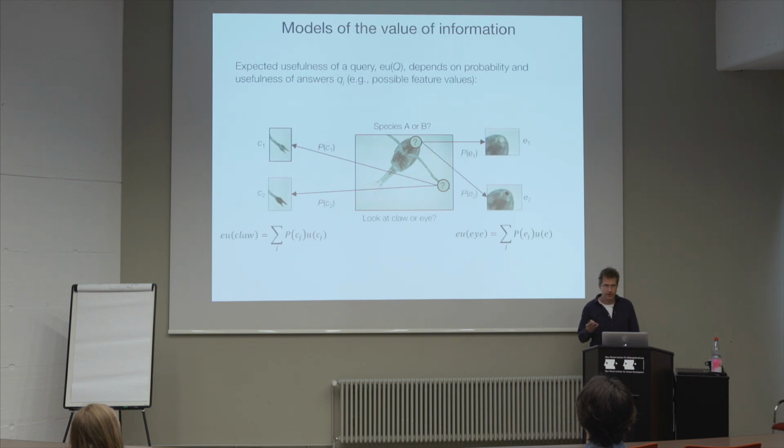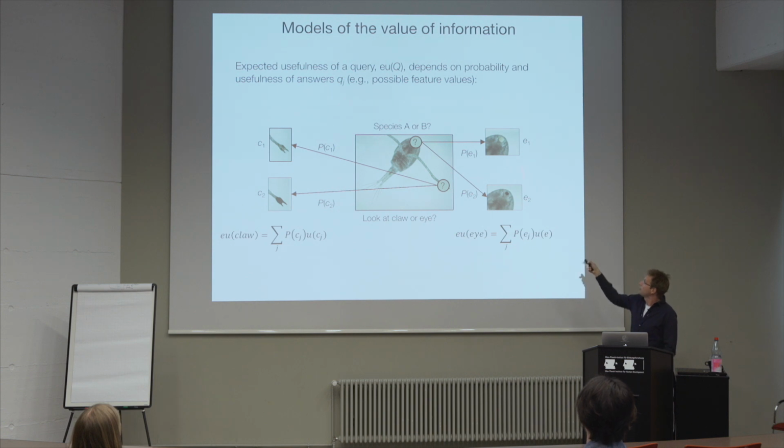The general framework I would like to introduce is based on the core idea that what you have to do is consider the possible outcomes of a query. If I ask about the eye, then I can learn either that it's yellow or black. If I ask about the claw, these are the two possible answers that I could get. Each of these features occurs with a certain probability that we can derive from frequency information, or via Bayes rule, or in other ways. And the overall usefulness of a question, say querying the claw, is a weighted average of the probability of obtaining a certain feature value and the usefulness of that feature value. So how useful is observing this kind of claw with respect to our goals?